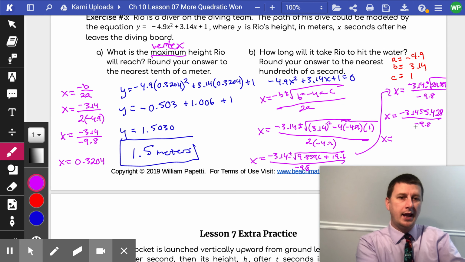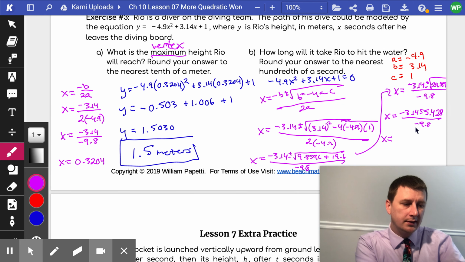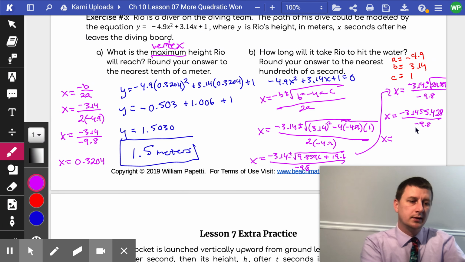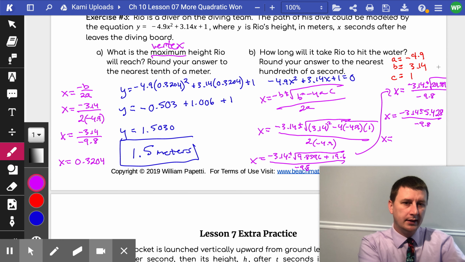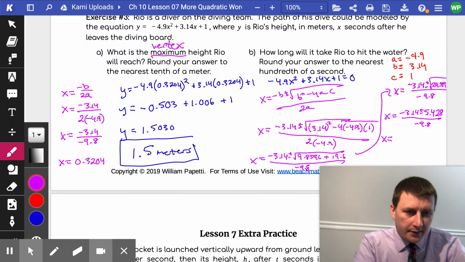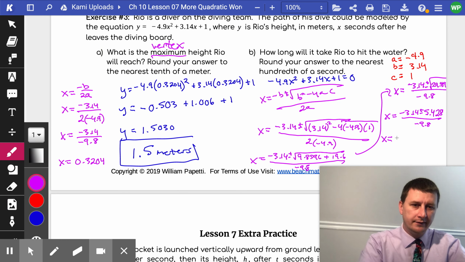Finally, we're going to do the plus value, and then we're going to do the minus value. So we want to do negative 3.14 plus 5.428 and divide that by negative 9.8. And that will leave us with an answer of negative 0.2334. And again, this is asking for the time it's going to take. So we know it can't be negative. So yes, you guessed it. We are going to reject that answer because we can't have a negative time.